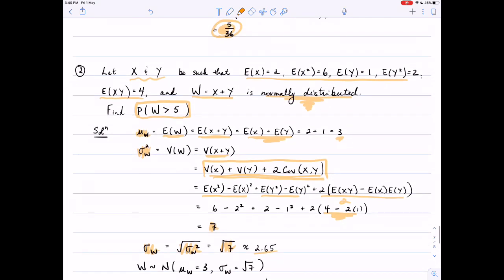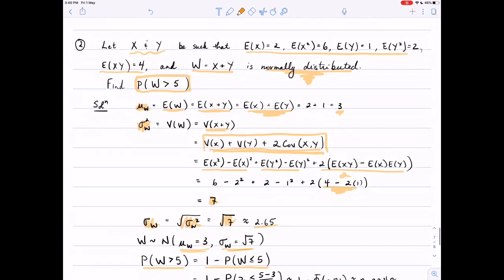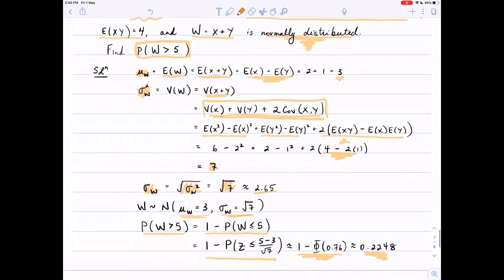Now we have everything that we need. If W is a normal random variable with the mean of 3 and the standard deviation of root 7, then calculating W greater than 5 is a plain old normal calculation. So using the complement rule, that's 1 minus the probability that W is less than or equal to 5, which translated into a standard normal is the probability that Z is less than 5 minus 3 over root 7. Plugging that into the normal CDF, and you will get this value here for W.